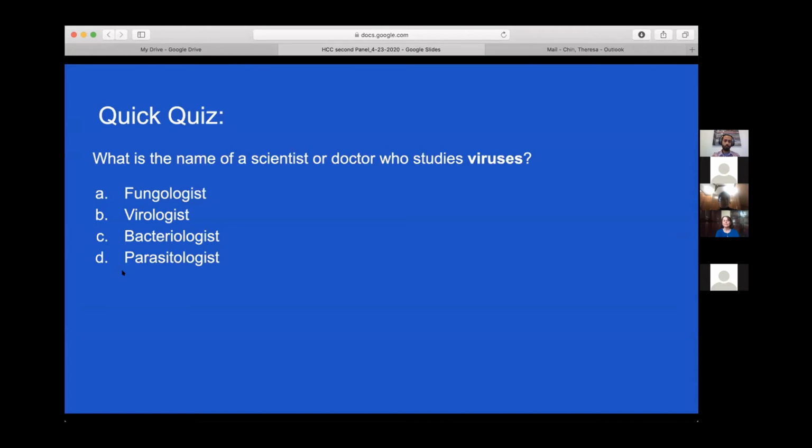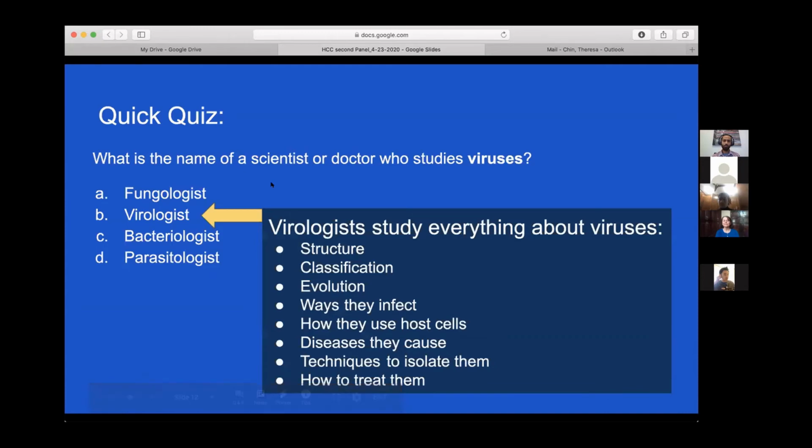So another quick quiz question. What is the name of a scientist or doctor who studies viruses? A fungologist, virologist, bacteriologist, or a parasitologist? Good job, B, a virologist.